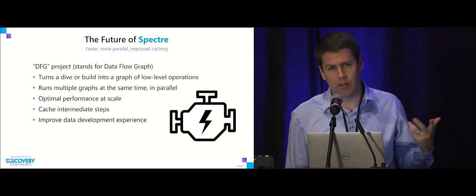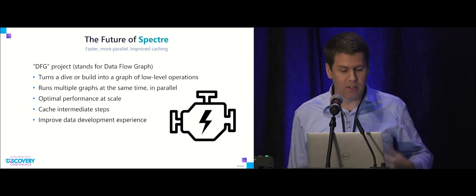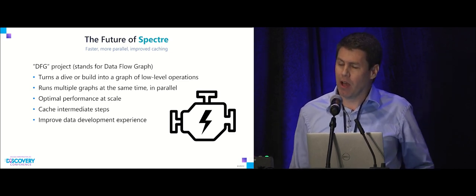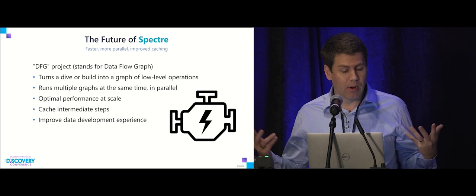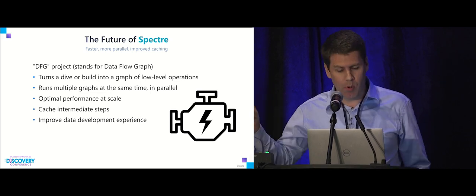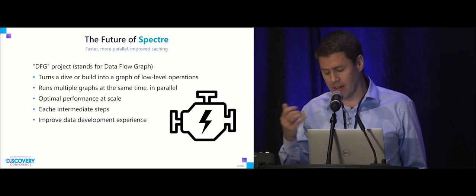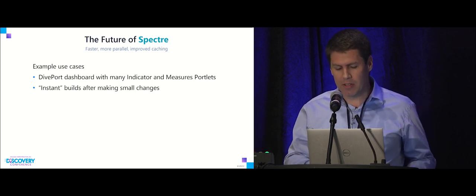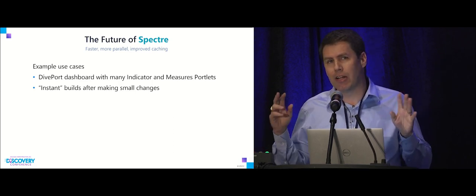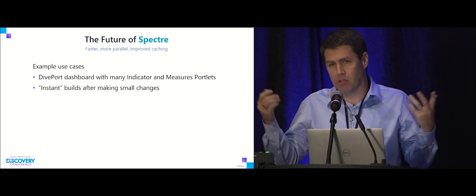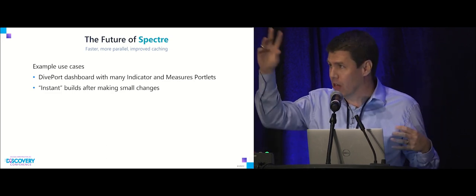And that gives us access to all sorts of computer science algorithms for optimizing the graphs, and optimizing how things are done, maybe where there are repeated operations. We can also cache things at different points at the column level, and it's going to make everything faster front and back.